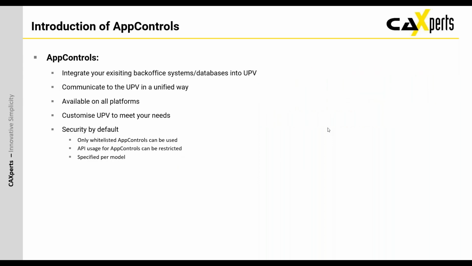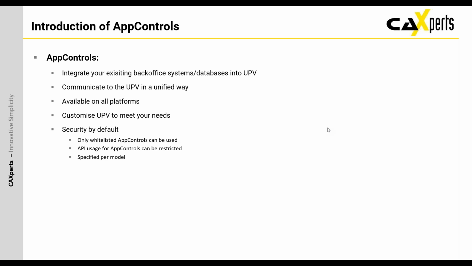But this is about to change with the new AppControls. With AppControls, you can integrate your existing back office systems and databases into UPV. These can all communicate to UPV in a unified way.